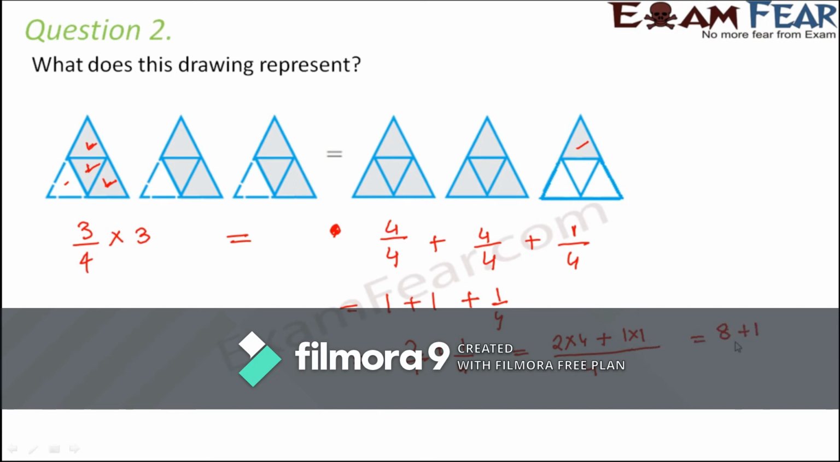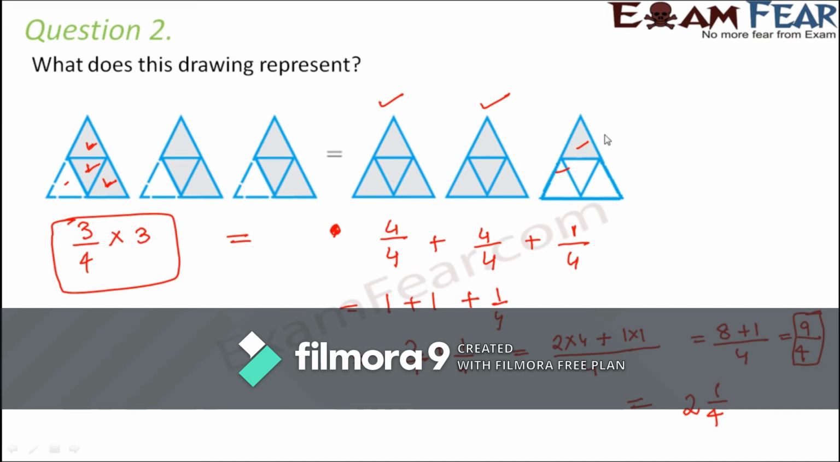Therefore 4 times 2 is 8 plus 1 is 9 divided by 4. So this represents 9 by 4. So this actually tells that 3 times 3 by 4 is equal to 9 by 4. That is being represented by this drawing. And this 9 by 4, if you write it as a mixed fraction, is 2 1 by 4. That means 2 triangles are completely shaded and the third triangle is shaded only 1/4.